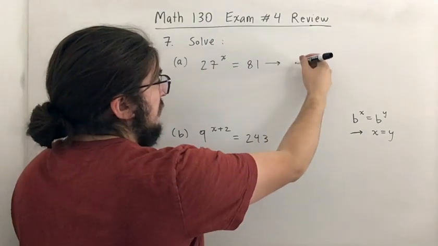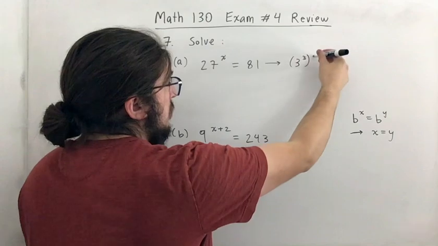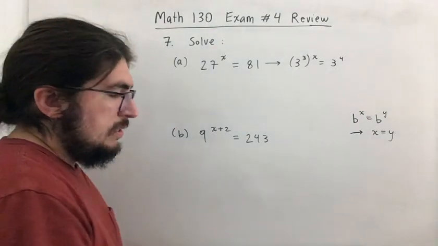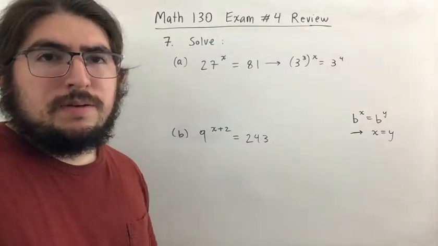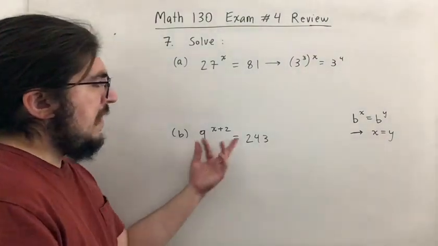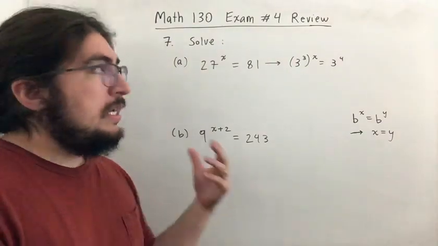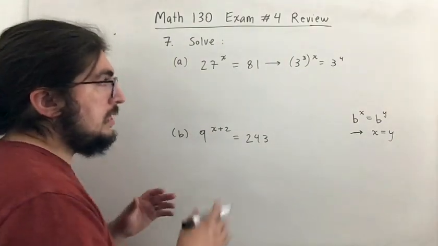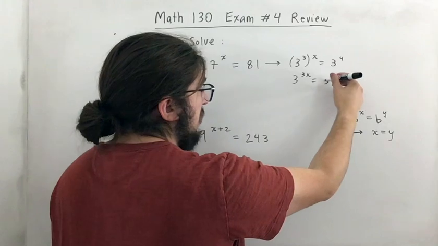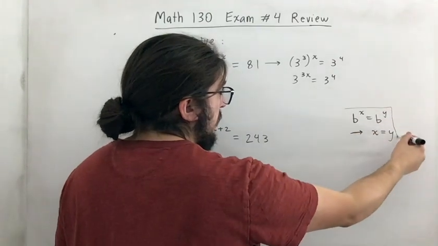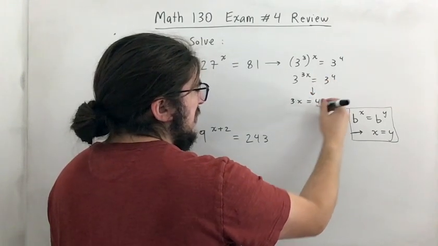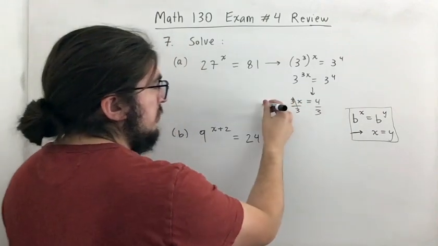So I can write 27 as 3 to the third, and I can write 81 also as 3 to the something, 3 to the fourth, actually. So it takes a little bit of recognition to see what you can write things as, but if you just look at powers of 2, powers of 3, powers of 4, that should be enough. Okay? Basically factor the numbers and write them as a power of something until you have them as the same base. So in this case, that works. So notice here when you have a power to a power, you can multiply the powers, so we get 3 to the 3x is equal to 3 to the fourth. And then using this property here, we see that the exponents must be equal, so that is 3x must be equal to 4. So then dividing by 3 gives us our solution, x is equal to 4 over 3.